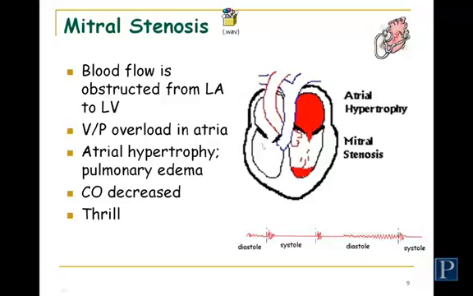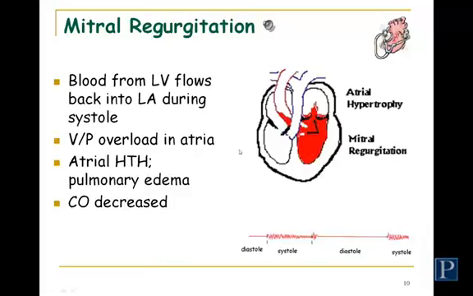Now the last valvular defect is mitral regurgitation. So with this, the mitral valve isn't closing during systole. It's supposed to be closed during systole because when the left ventricle contracts, you want the blood to go out through the aorta, not back up to where it came from. So this is a systolic murmur. Over time, the left atrium will hypertrophy to compensate for all this extra blood that it's going to have. So ask yourself, what type of hypertrophy would you see? Concentric or eccentric hypertrophy?